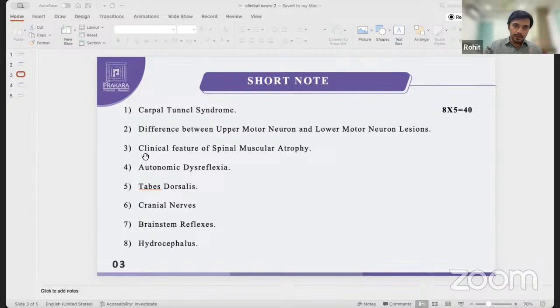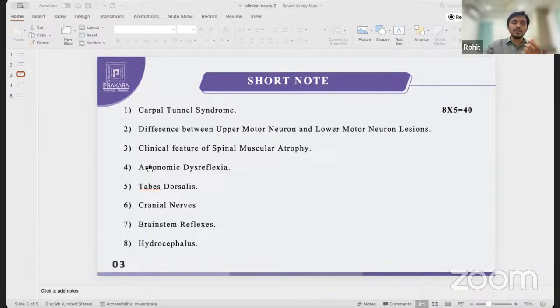SMA type 2 is called intermediate SMA. The onset is before 1.5 years, which is around 18 months. The child grows to sit independently, but beyond that, there is no development. The child cannot walk, and usually death happens in adulthood.